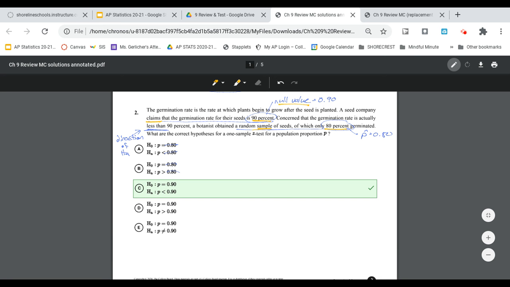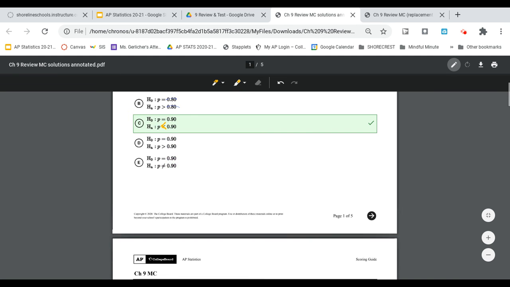So that narrows it down to answers C, D, and E. And then you need to look at the direction of the Ha. So the Ha is that we're interested in it being less than 90%. So less than 90%, you're good there. Answer is C.